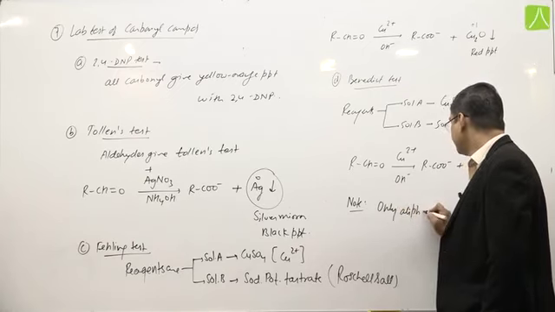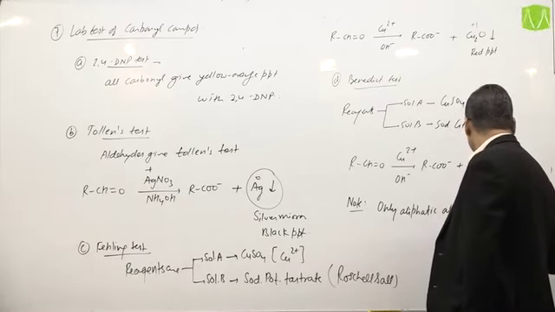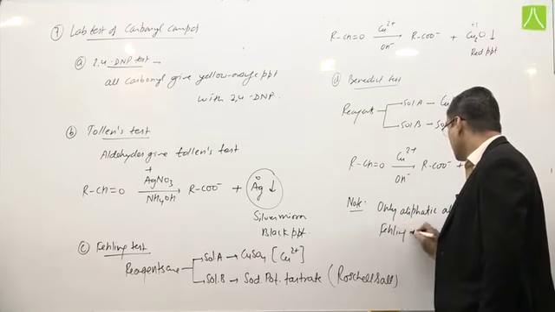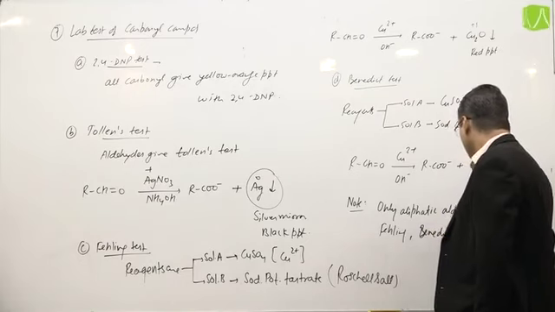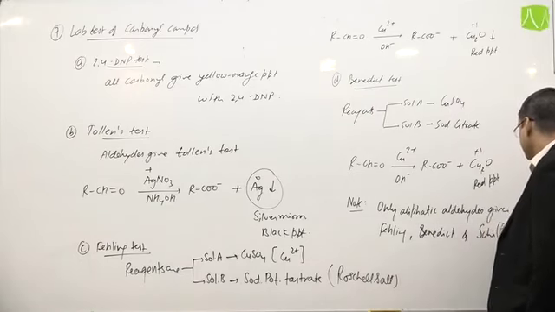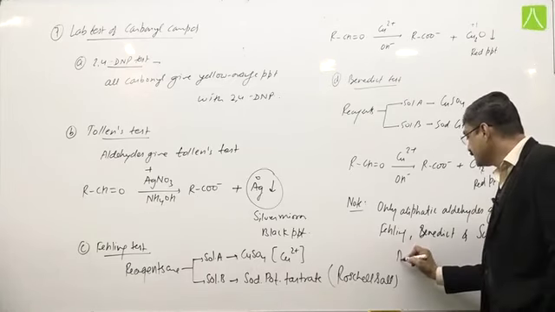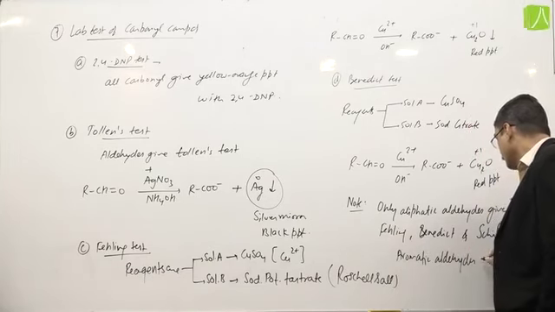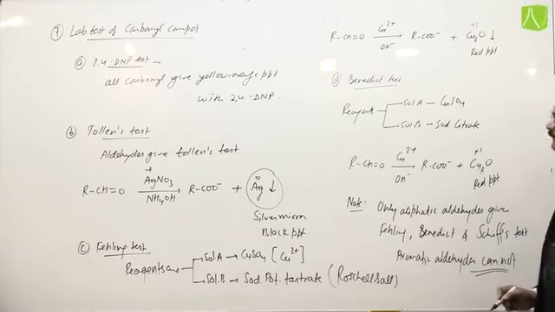Only aliphatic aldehydes give Fehling and Benedict tests. Aromatic aldehydes do not. So these are the lab tests of aldehydes and ketones.